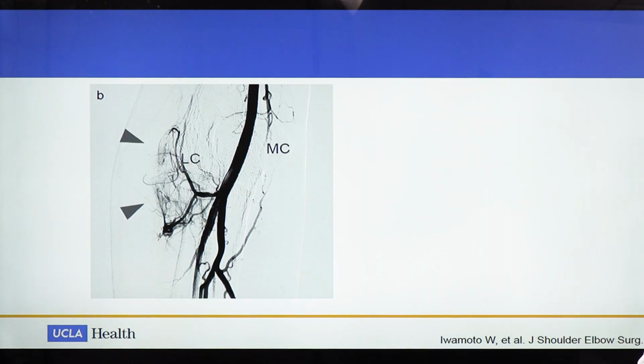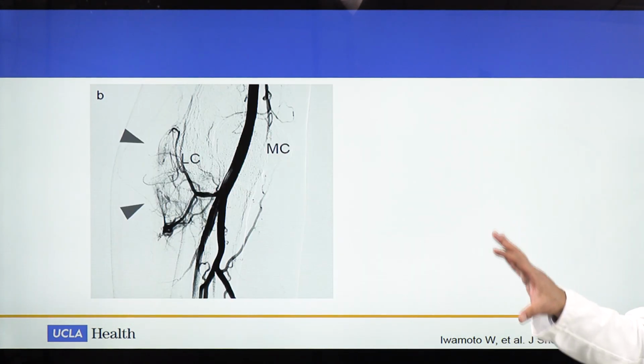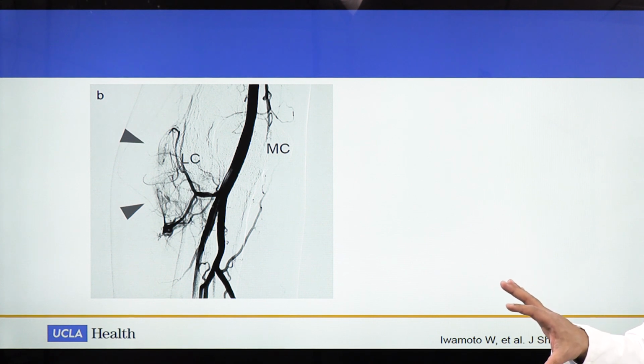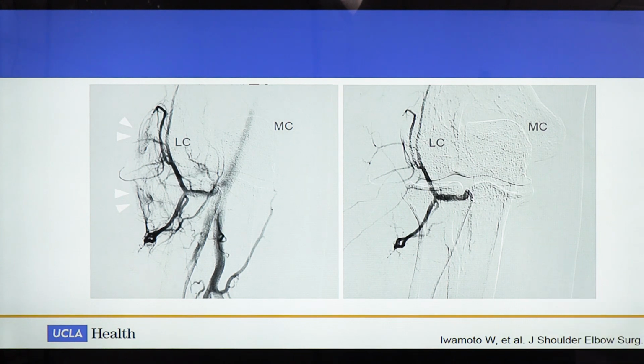This is an example of one of their patients. You can see this gray area on the left side of the image. That's the hyperemia or the inflammation associated with tennis elbow. And after the EAE procedure, we have a complete absence of that hyperemia or that inflammation. You'll notice that the arteries, which are outlined in black, are still there.